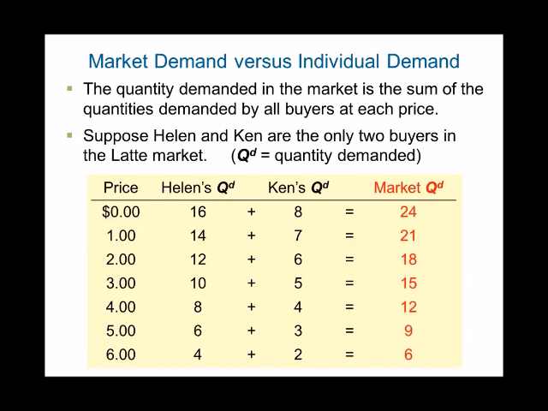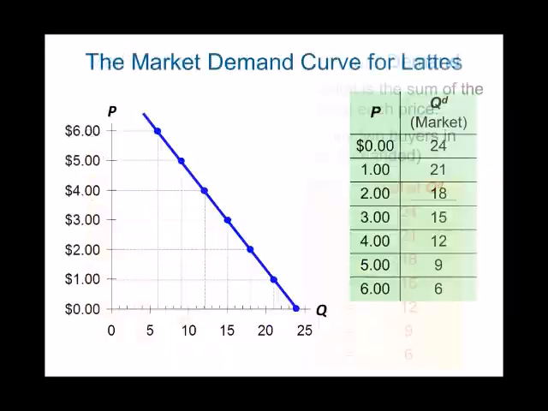So we have individual demand schedules. When we sum up the quantity demanded of individuals, we get the market demand schedule. And then if we plot this in the graph, we get a market demand curve. And this is what the market demand curve looks like. It's also downward sloping because if individual demand curves are downward sloping, when we add them, the market demand curve should also be downward sloping.